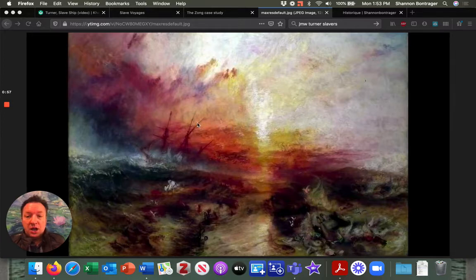We can see a ship in the background and all this varied lighting, the sunlight, but dark and red, and in the foreground you can see bodies and fish devouring these bodies. This is a painting that is depicting an actual event that happened on board a slave ship called the Zong.